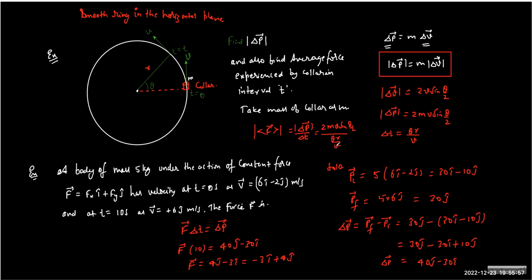Okay. So your answer is that the average force this collar will experience is mv square by r into sine theta by 2 by theta by 2. This is the answer. Understood? Yes. So are you getting the idea how to solve the question? Okay. But now we'll go back to Newton's second law again. But before that, one more question.